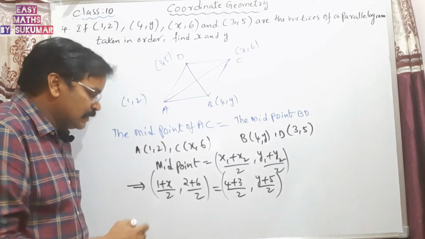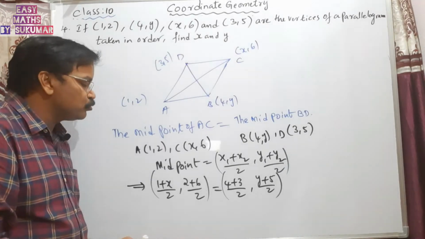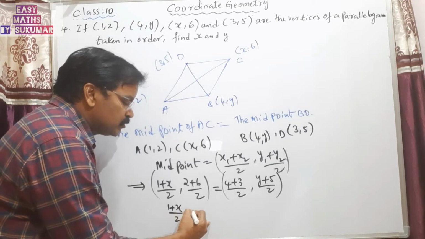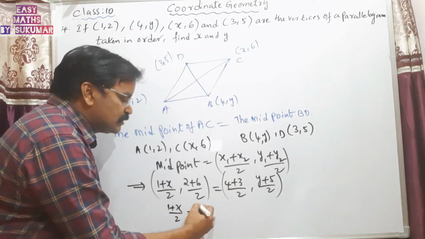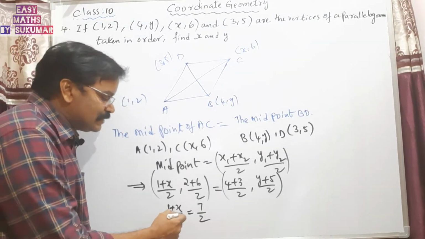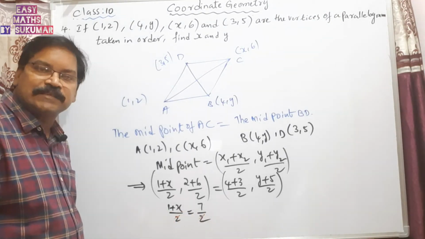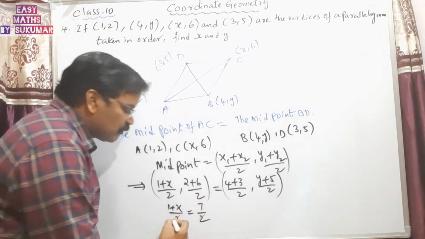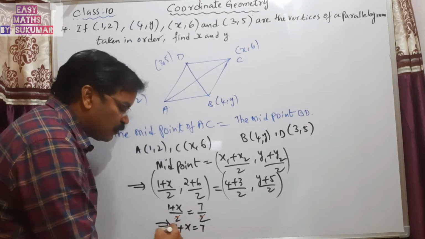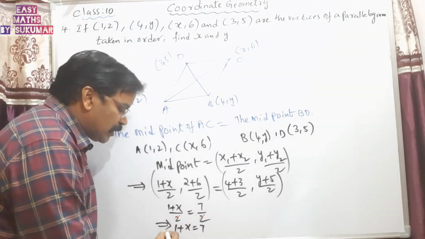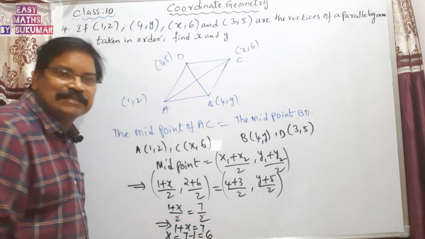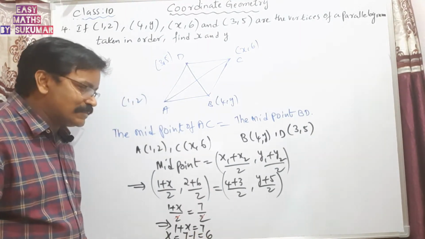That means 1 plus x by 2 is equal to 4 plus 3, which is 7 by 2. Now, my dear students, just cancel this 2 on both sides. So 1 plus x is equal to 7. So x is equal to 7 minus 1, that is 6. So the value of x is 6.